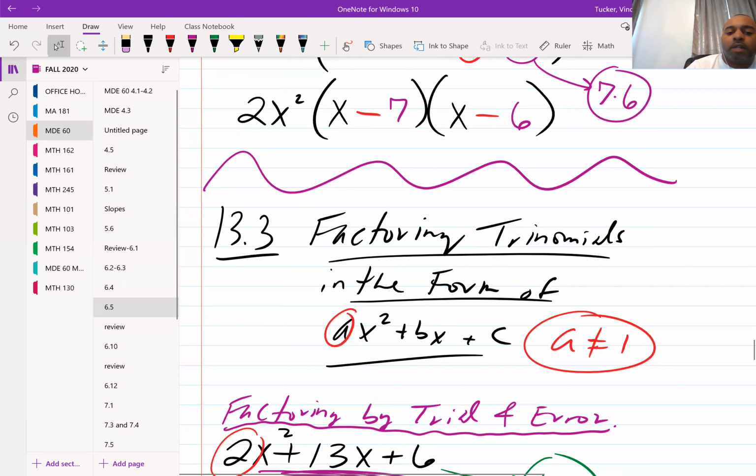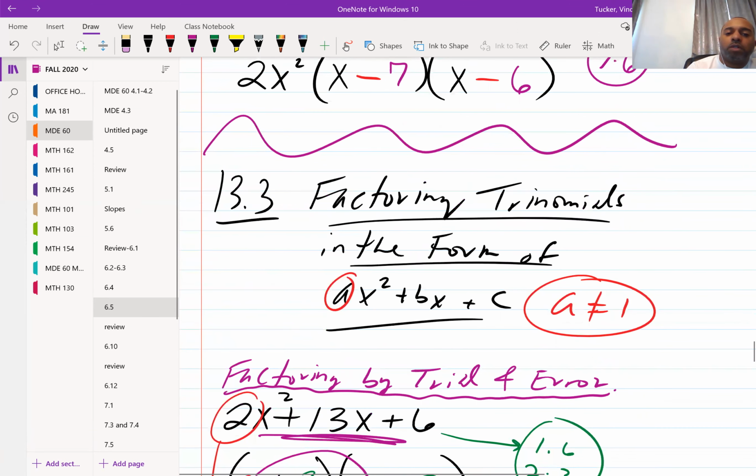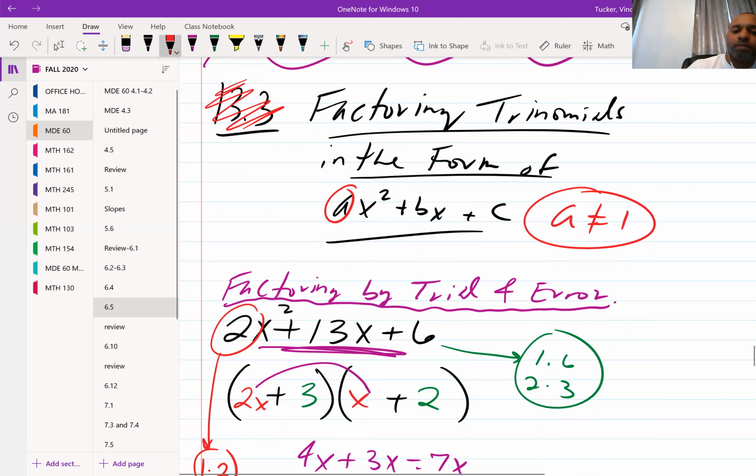So same thing. Still factoring trinomials, but this time we have a number out front. So remember, your section was 14. I think this would be 14.4. No, it's 14.3. All right, let me erase some of this stuff.